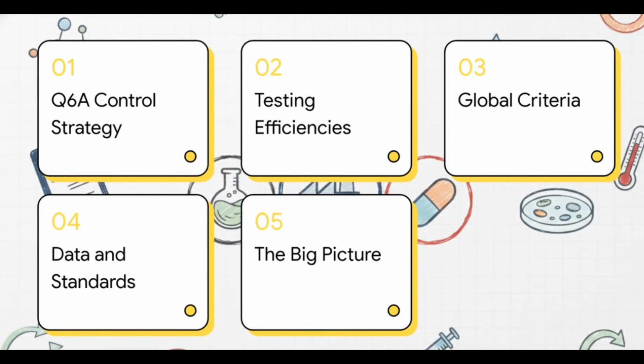So here is our roadmap for this explainer. We've got 5 stops. First, the Q6A control strategy. Second, smart testing efficiencies. Third, navigating global acceptance criteria. Fourth, managing data and standards. And finally, we'll pull back for the big picture. Don't worry, we're breaking all this dense material down logically.